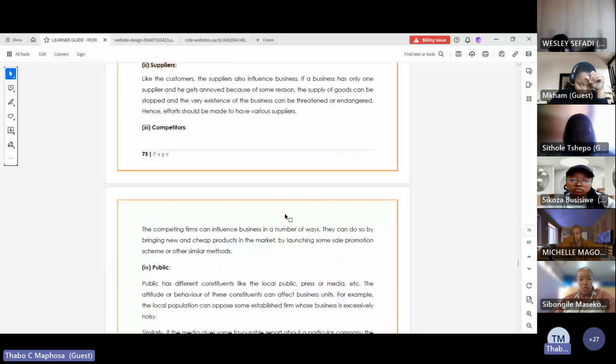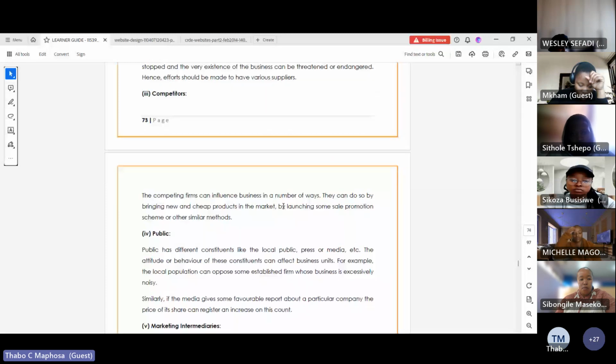And then competitors, these ones can influence a business in a number of ways. One is they can bring new cheaper products to the market. They can launch some promotion. They can sell, like I say, products cheaper than you. They can even develop a product that's actually even better than yours. See, so that's what you're talking about when you talk about competitors. They are also a factor that actually influences how you run your entire business.